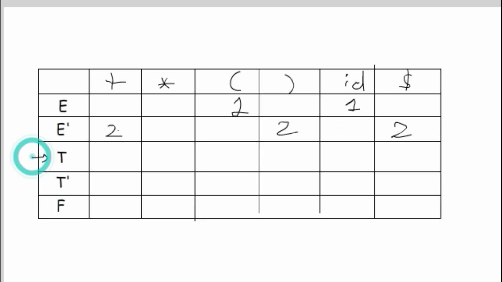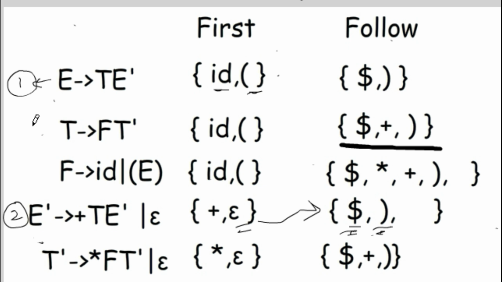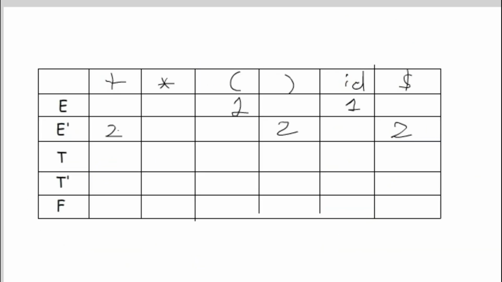Now the third one is T. So let us give 3 number to T. What is the first? ID and open bracket. So 3 will have open bracket and ID. This is the correct answer.